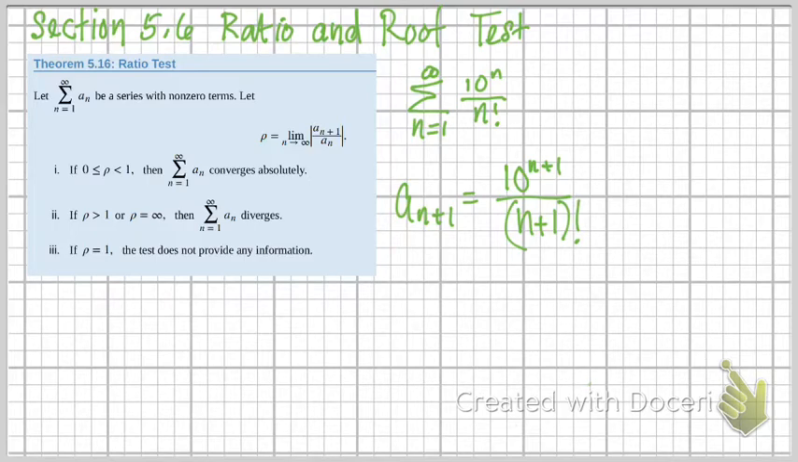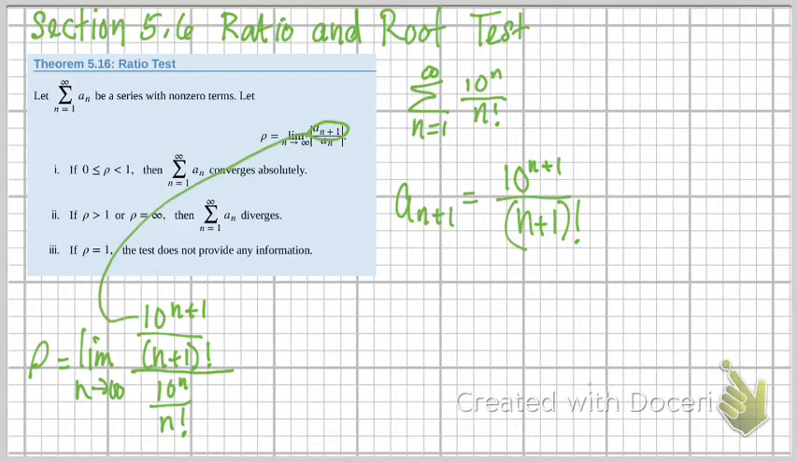Now if we plug this into rho, where rho is the limit as n goes to infinity, I'm really looking at the limit of 10 to the n plus 1 over n plus 1 factorial, all over 10 to the n over n factorial. The a sub n plus 1 is what we see up top, and our a sub n is what we see down below. Okay, so let's get started on this limit.